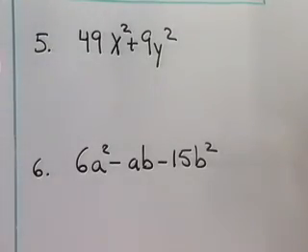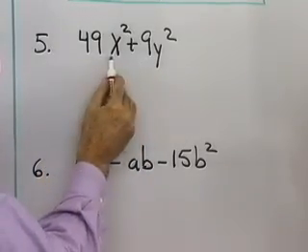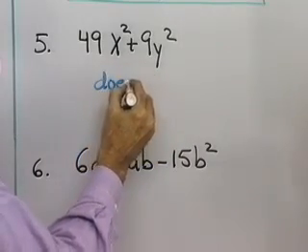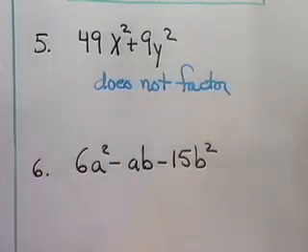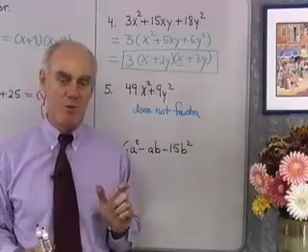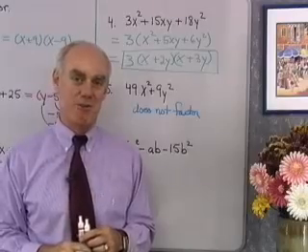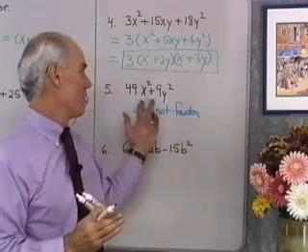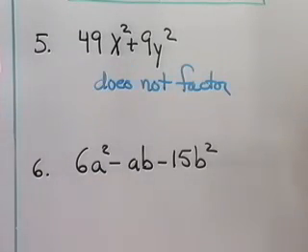Fifth problem right here, 49x squared plus 9y squared. No greatest common factor other than the number 1. This is a perfect square, this is a perfect square, but this is addition. Does not factor further. Although the difference of two squares always factors, like problem number 1 that we did, the sum of two squares does not factor any further than that. So you can't find two binomials to write down that will multiply and give you 49x squared plus 9y squared. Here's our last problem.